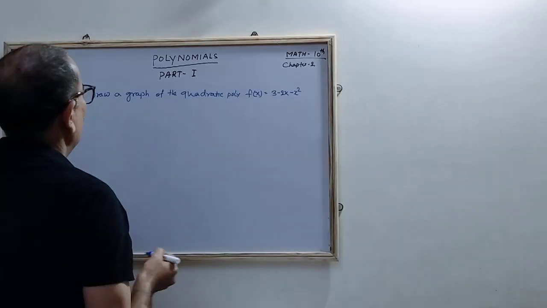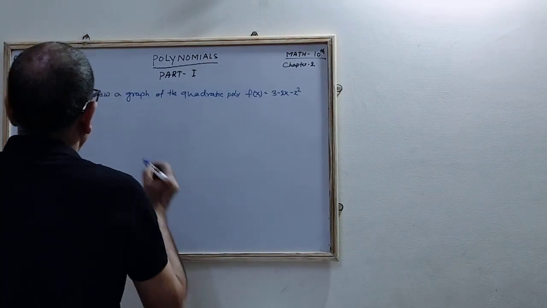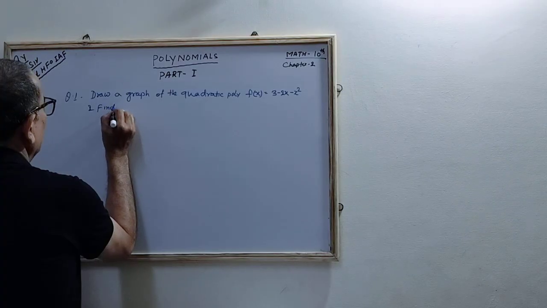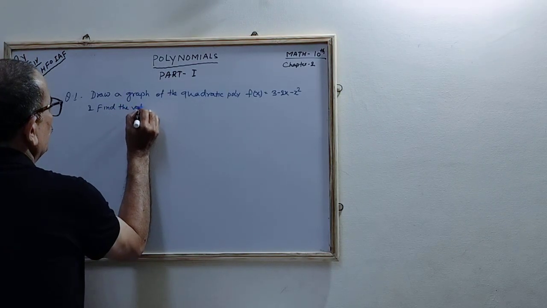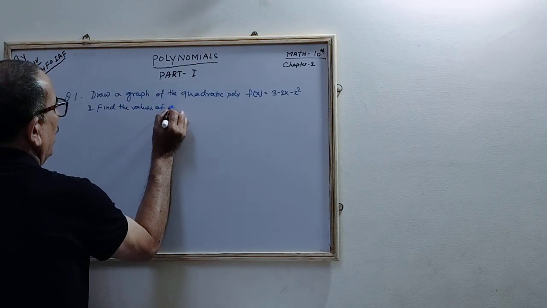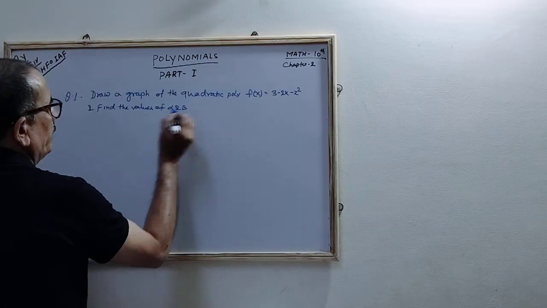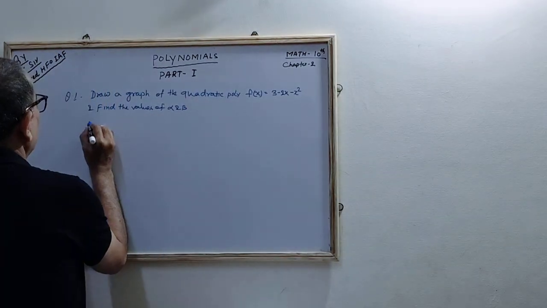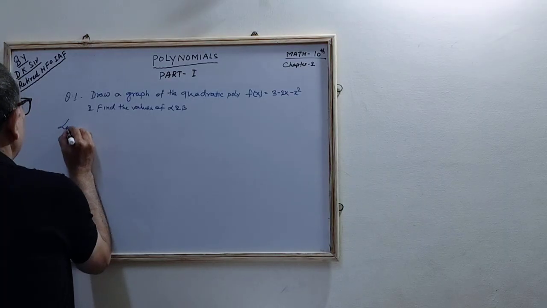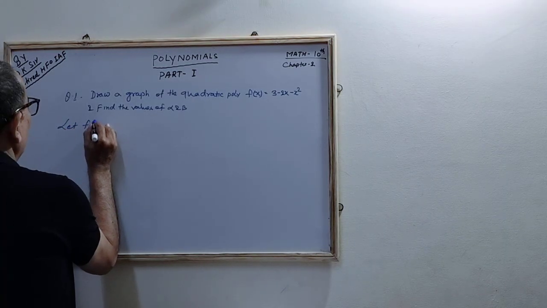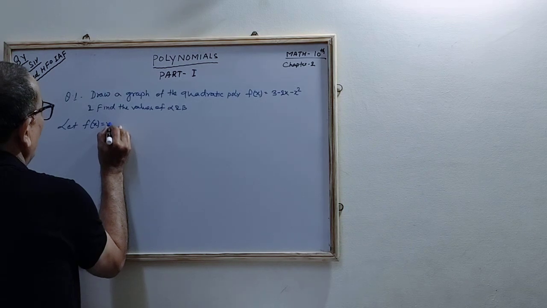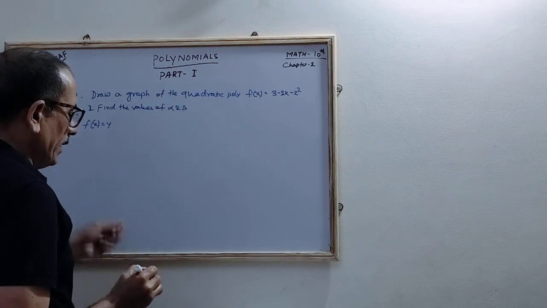Okay, you have to draw it and find the values of alpha and beta. Correct? Alpha and beta also you have to find out. What you will do? The first step: let the polynomial, or the function of x, be y. Correct? The first step, y.